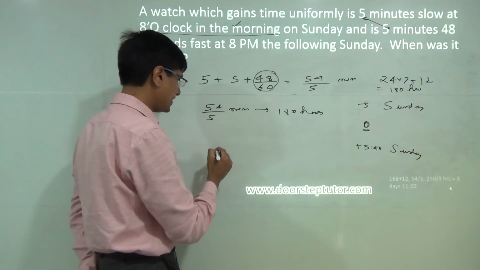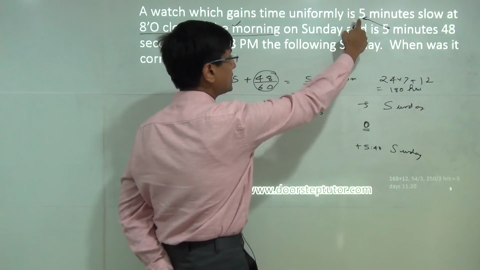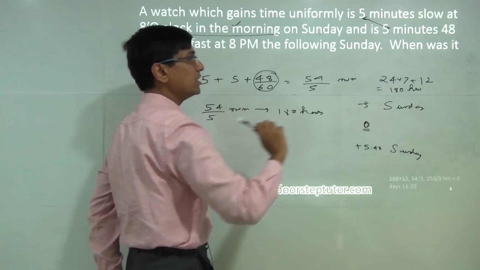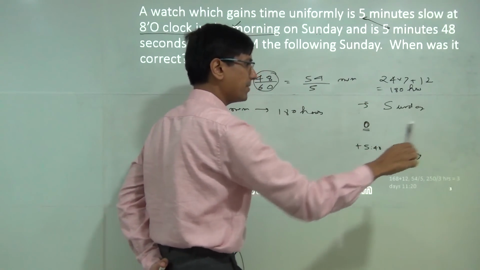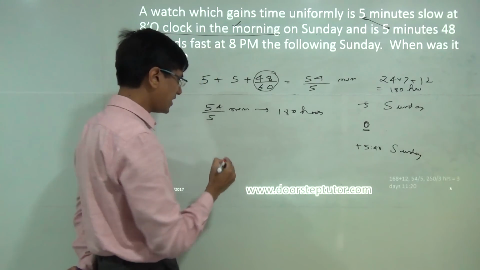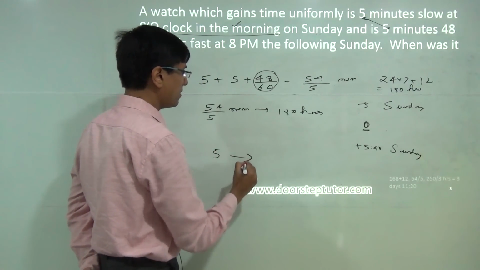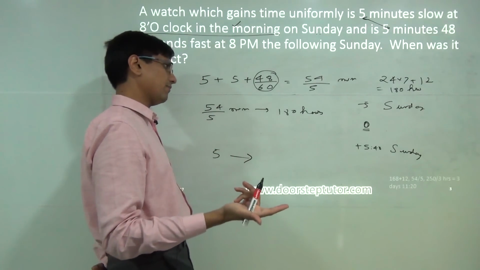How are we going to find that? We know that this clock started out 5 minutes behind. So as soon as this clock gained 5 minutes, it would show accurate time. How long would it take to gain 5 minutes? Can we find that out? Of course, it is very simple.